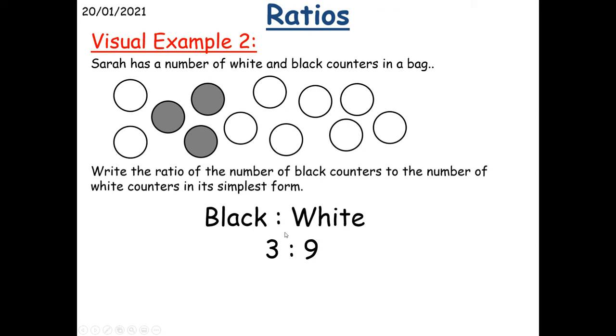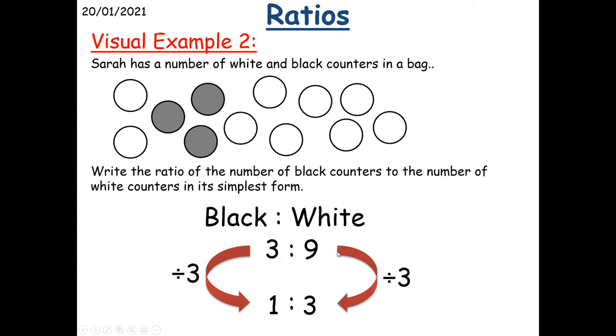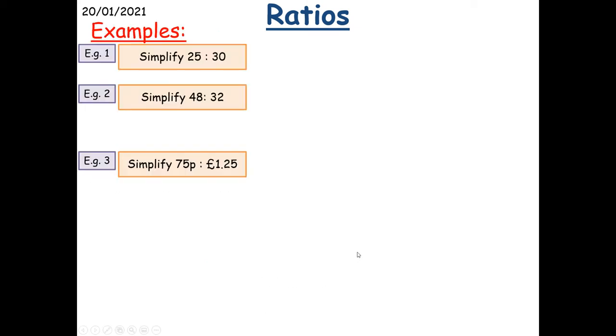Okay, then we have to have a look. What number goes into 3 and 9? So the 3 times table. So we have to do both sides. Remember, whatever you do to one side, you must do to the other. So 3 divided by 3 gives us a 1, and 9 divided by 3 gives us 3. So 3 to 9 in its simplest form would give you 1 to 3.